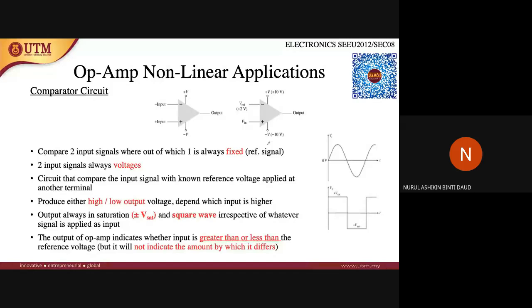So let's go to the next one. OP-AMP non-linear applications. Yang ni dah masuk to non-linear application. So linear application, is it okay?